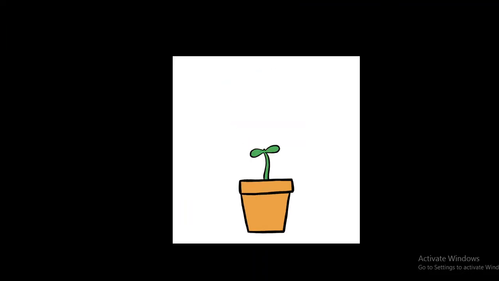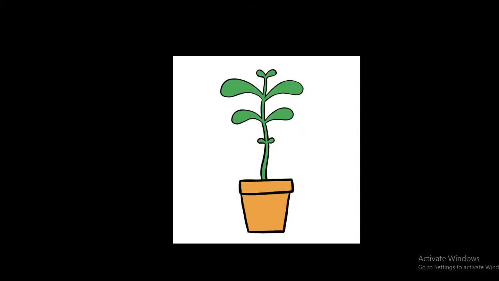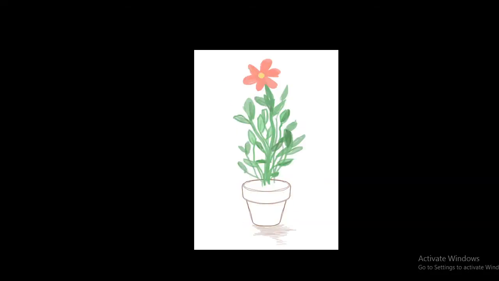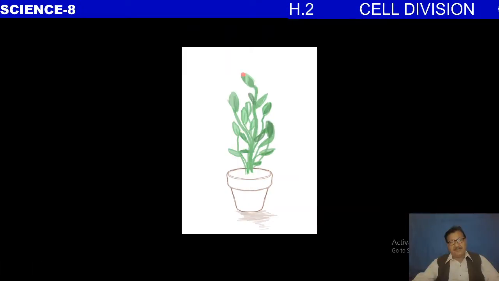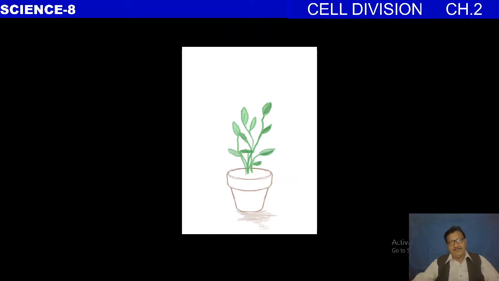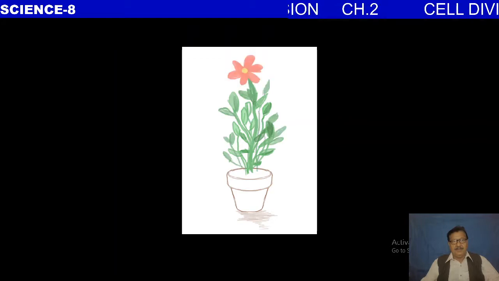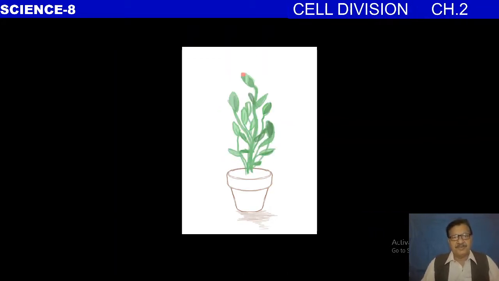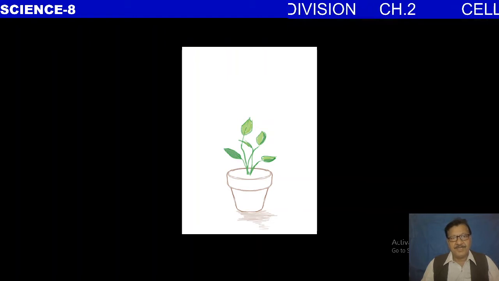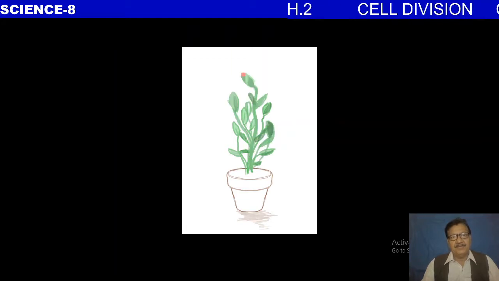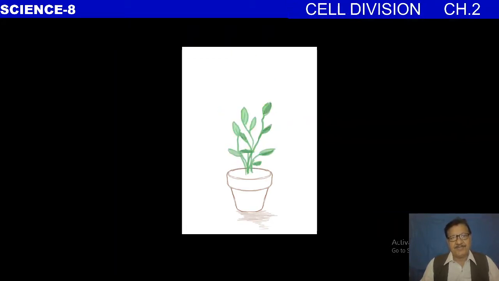Dear student, it is our common observation that after a certain period of time, the plants start moving and growing upward. You can see in this animation that plants are growing day by day. The growth and development depends upon the division of the cells. As we are made up of cells, our body cells are dividing day by day. How the division takes place, this is the chapter about.